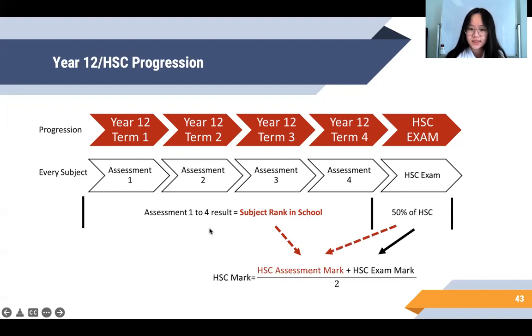So 50% of this comes from subject rank and 50% of it comes from your HSC. But your HSC mark is your HSC assessment mark plus what you receive in your exam, and you average it, you divide it by 2. Okay, so this is why ranking is important. It makes up around 50% of your HSC mark.